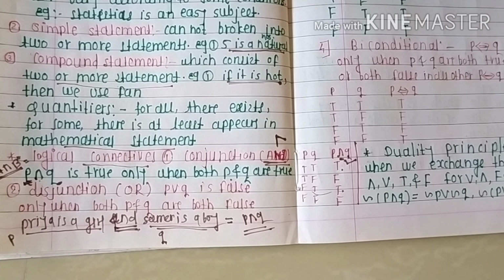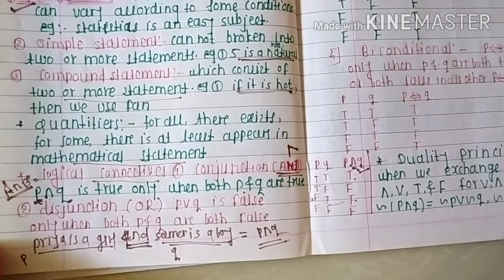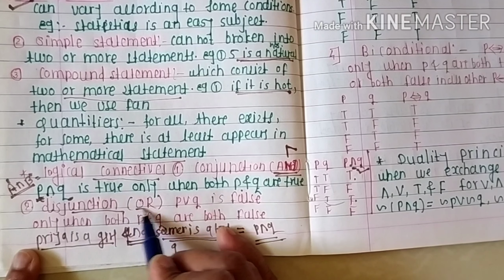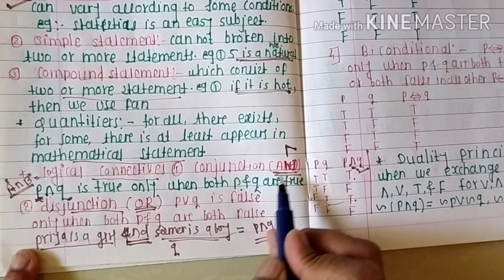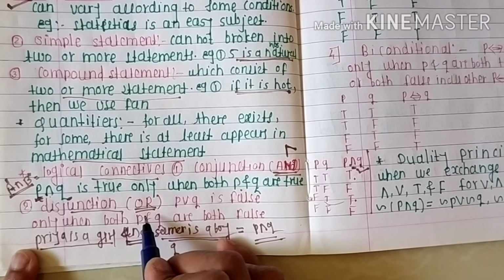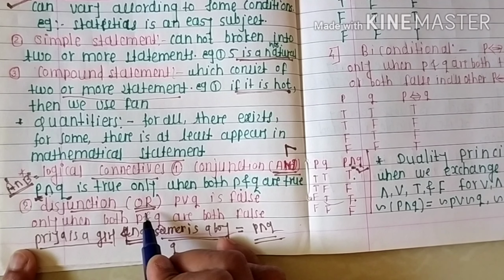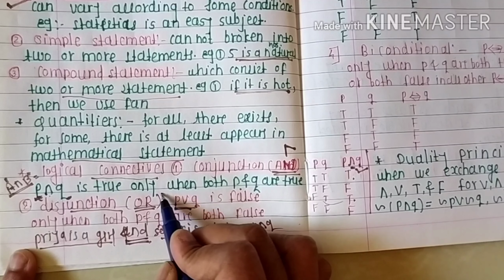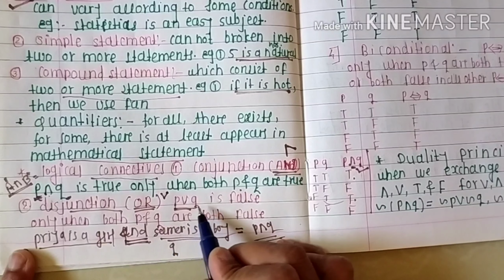How do we write it in symbolic form? We write P and Q, the same thing as a conjunction. Next is disjunction, which means OR is present. If it consists of two statements and OR is present there, then we write it in symbolic form as P or Q. That is the symbol for disjunction.